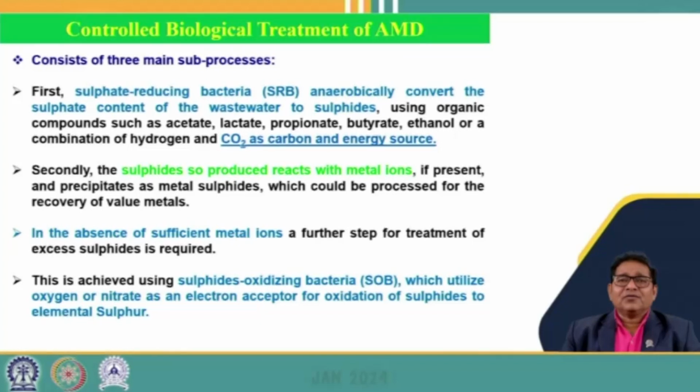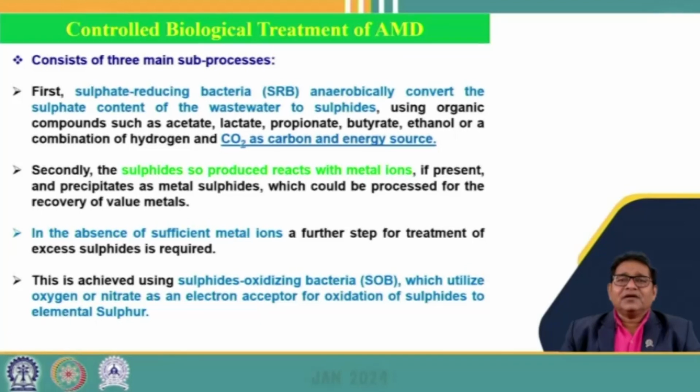So in presence of this substrate, this sulfate reducing bacteria reduce the sulfate into sulfide under anaerobic conditions. And in the second phase, whatever sulfide is produced during the reaction basically reacts with the metal ion content, and the metals will be precipitated in the form of their sulfides.